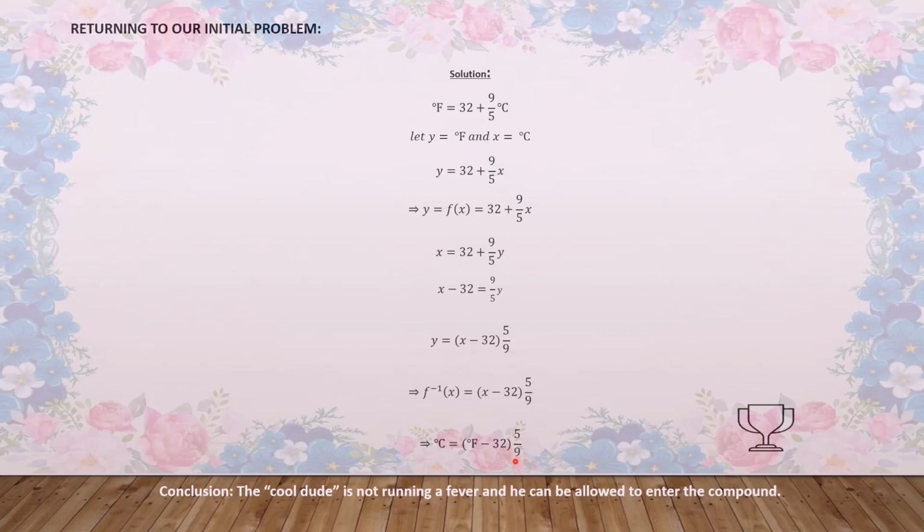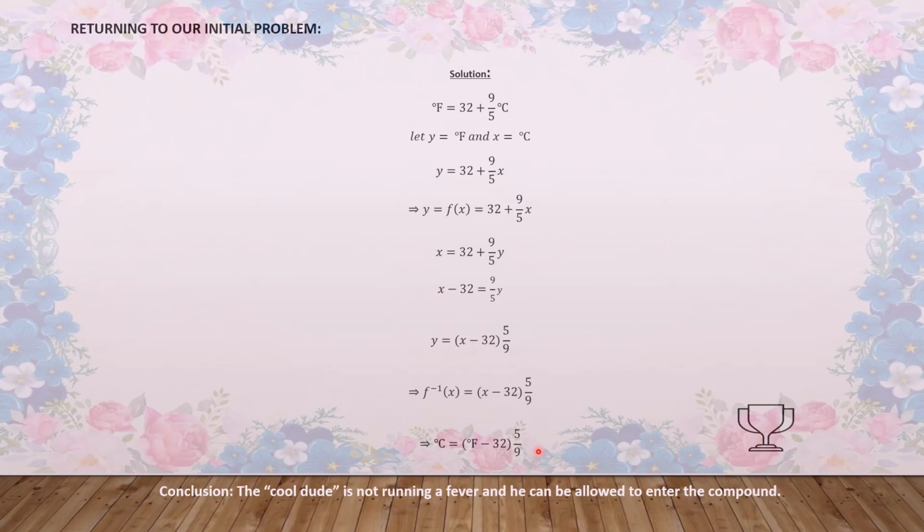Alright, now when we substitute our temperature readings, our degrees Fahrenheit here was 97. So 97 minus 32 and multiply by 5/9. This works out to be 36.1 degrees Celsius. Alright, now 36.1 degrees Celsius, that is within range. Alright, the person is not running a fever.